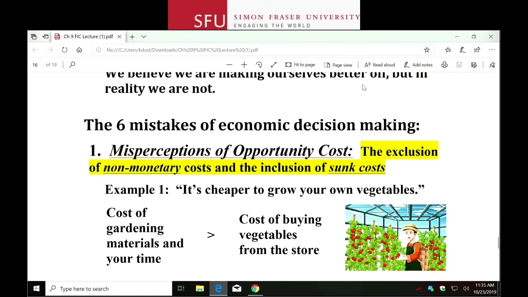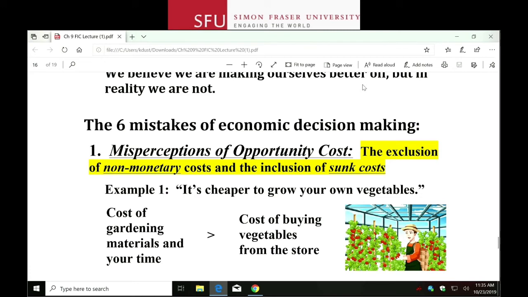Okay, so this is the mistake, though, because it should be the opposite, right? We should include non-monetary costs in our decisions. So those are implicit costs. That was at the beginning of Chapter 9. And we should exclude sunk costs. Okay, but as people, we often do the opposite of that.